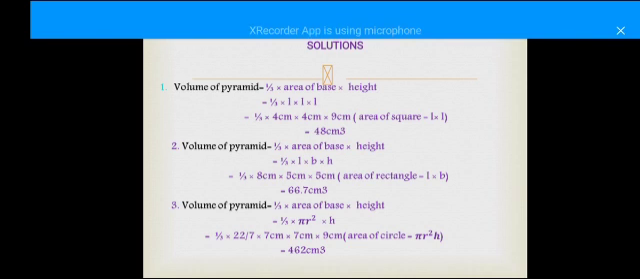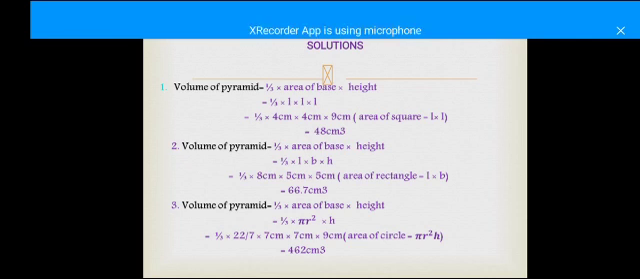Then the volume of the third one, the volume of a cone, that's the circular base pyramid. Okay, remember the formula is 1 over 3 pi r square h, 1 over 3 times the volume of a cylinder. So that is 1 over 3 times, recall your pi is 22 over 7. The radius of the circular base is 7. Okay, and because we have r squared there, we have 1 over 3 times 22 over 7 times 7 times 7. That is for the radius. Then the height is 9. Right now we solve this, we have 462 centimeter cube.